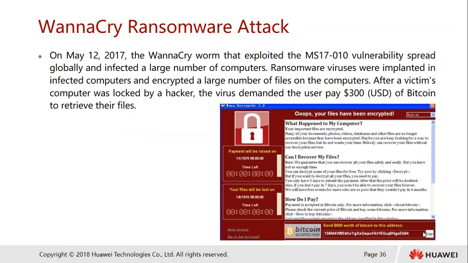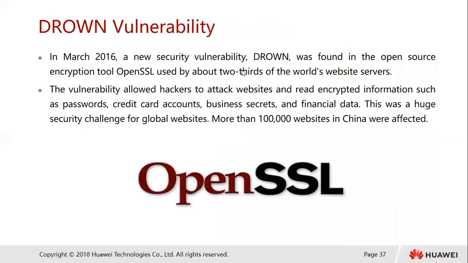And this key will be able to decrypt your information. Okay. And then this is another case for the Drown vulnerability. So in 2016, a new security vulnerability Drown was found in the open source encryption tool, OpenSSL. The vulnerability allowed hackers to attack websites and read encrypted information such as passwords, credit card accounts, business secrets, and financial data. So this was a huge security challenge for global websites.